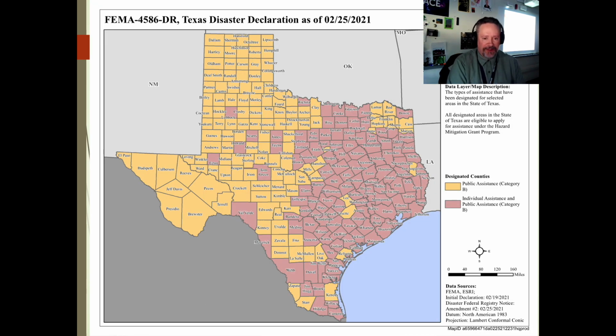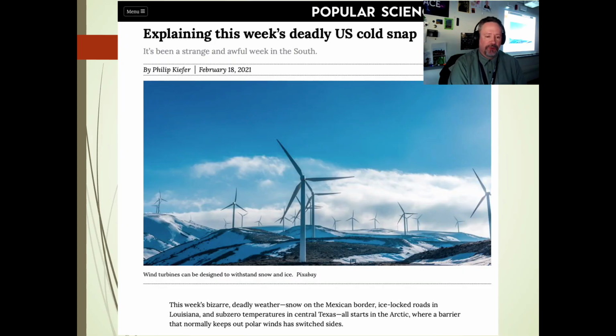So this is a FEMA map of the areas of Texas that were under emergency declaration, and you can see it's most of the state, all of the state actually. But why was that? It all has to do with the jet stream. So the jet stream has everything to do with what happened to Texas during February of 2021. And I'm sure they're going to be talking about it for a long time, but understanding the jet stream is important for students and teachers. So let's dive right in.